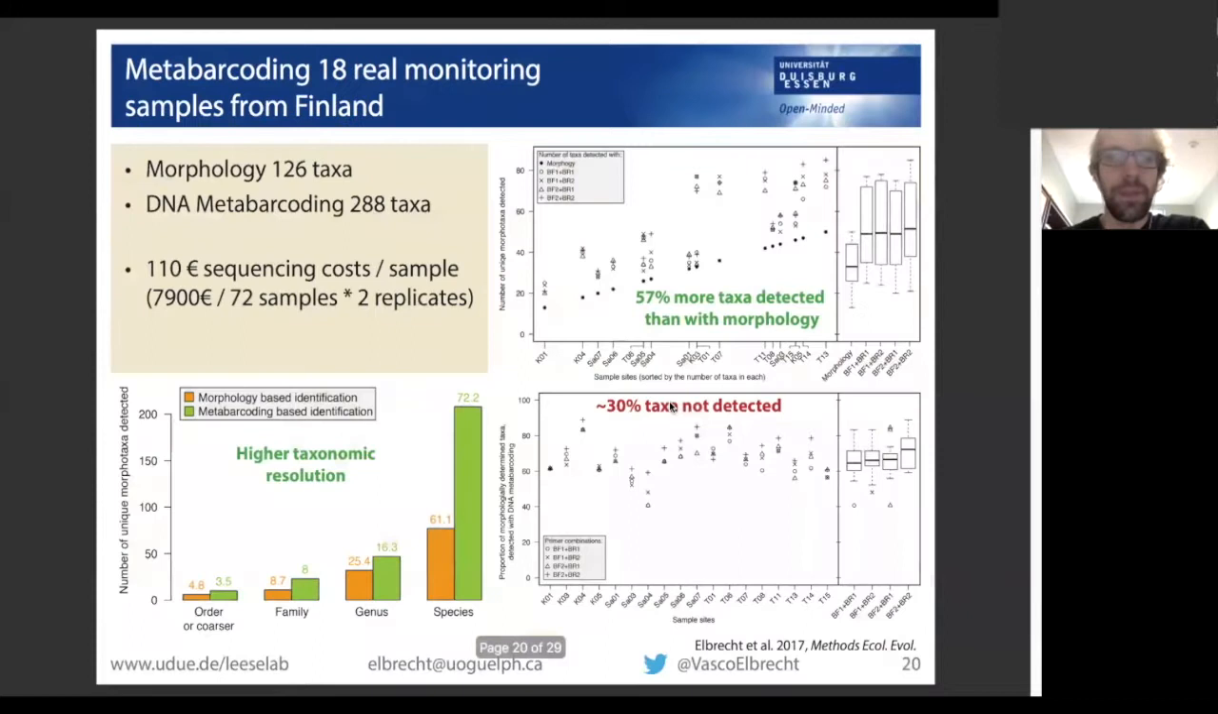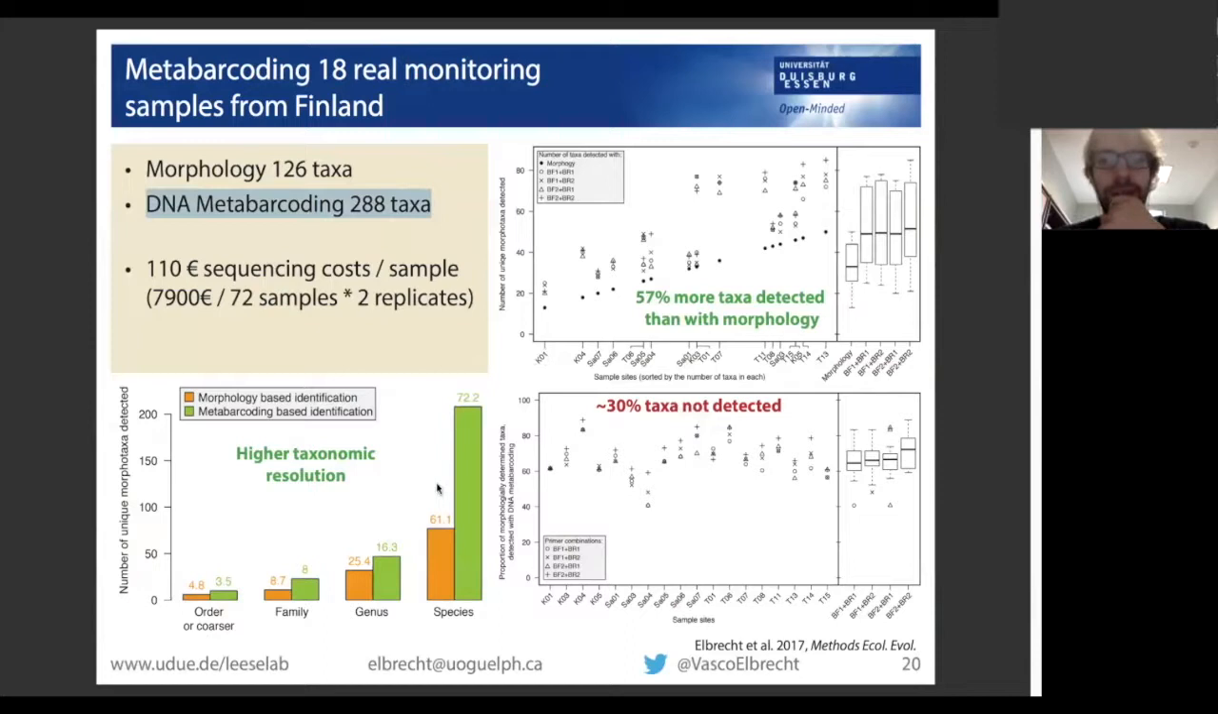with morphology and DNA? First of all, we find that morphology only identifies half as many taxa as metabarcoding does. If we look at the different samples on this plot, showing the number of taxa in each sample, we can see that with morphology, the black dots, we always identify fewer taxa than with DNA metabarcoding. Sometimes it's very close, but on average it's around 50 to 60% more taxa detected than with morphology.